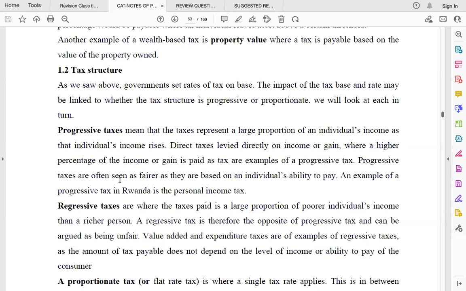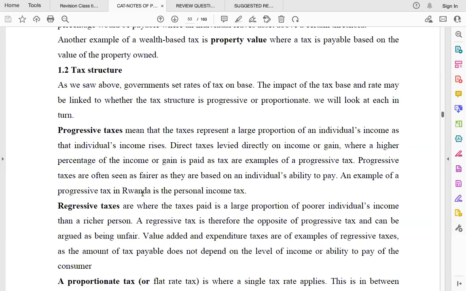Progressive taxes are seen as fairer as they are based on individual ability to pay. An example of a progressive tax is personal income tax. A progressive tax is a tax that is charged depending on different levels of income. Those who are paid less money pay less tax compared to those who are paid a high amount. That is the progressive tax.